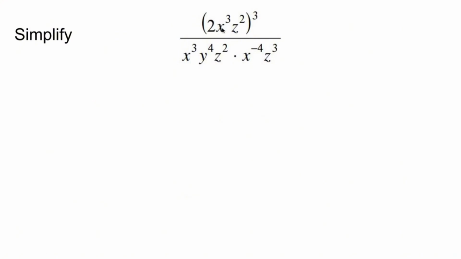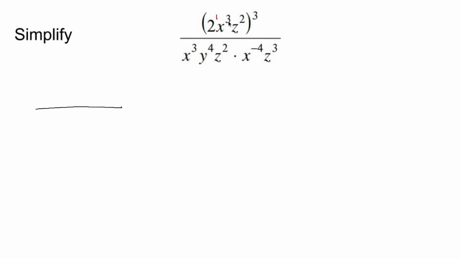Simplify in parentheses 2x to the third z squared, all of which to the third power, all over x cubed, y to the fourth, z squared, times x to the negative fourth, z to the third. All right. Lots to do. First things first, I have a parentheses taken to an exponent, and inside the parentheses, I have a bunch of stuff going on with exponents too. What I want to do is label all the exponents.